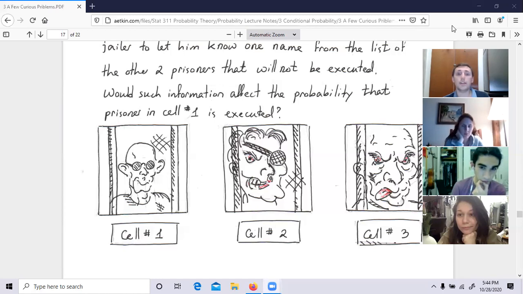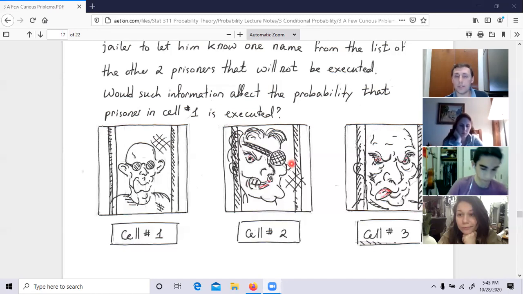So Shotaro thinks the probability might be increased to 1/2 once this information is known. Assuming the jailer tells him. So Alejandro agrees with Shotaro here. Interesting. What about the rest of you guys? You all understood the question, right?